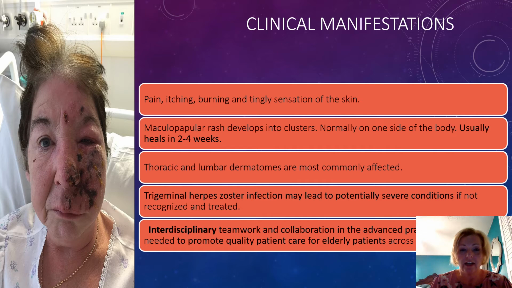The rash can develop for 3 to 5 days once it begins. The thoracic and lumbar dermatomes are most commonly affected. Trigeminal herpes zoster infection may lead to potentially severe conditions if not recognized and treated. In the image, you'll see a patient who has been affected by the trigeminal herpes zoster infection. The complications can include encephalitis, post-herpetic neuralgia, permanent vision loss, and disfigurement.